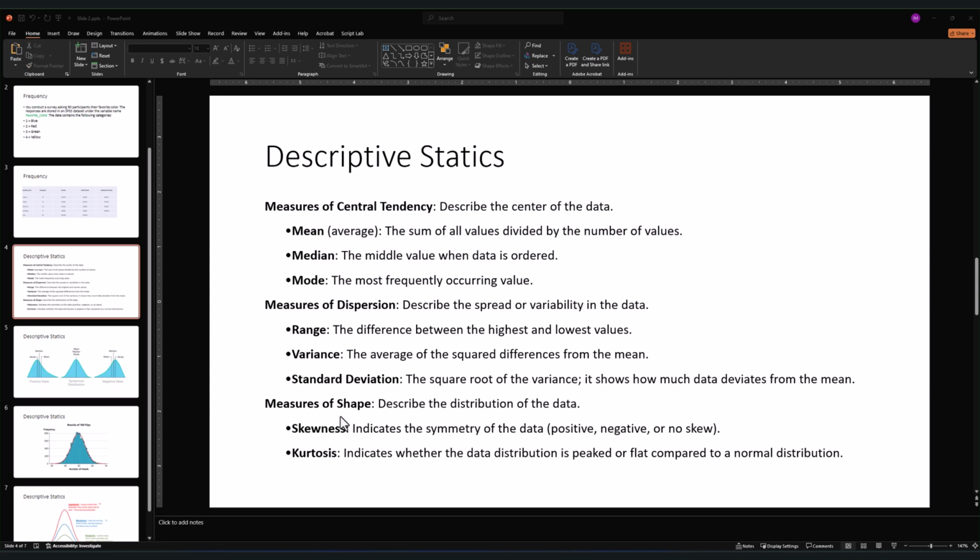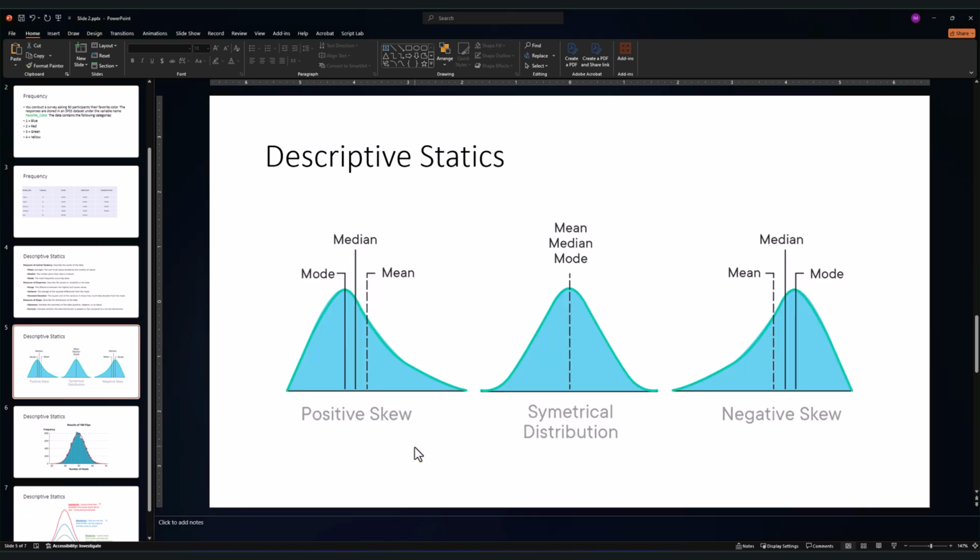Other than the measures of central tendency, we also have measures of shape, which are skewness and kurtosis. Skewness indicates the symmetry of the data, and we have three types of skewness: positive, negative, or no skewness. Kurtosis indicates whether the data distribution is peaked or flat compared to the normal distribution. Here is an example of skewness.